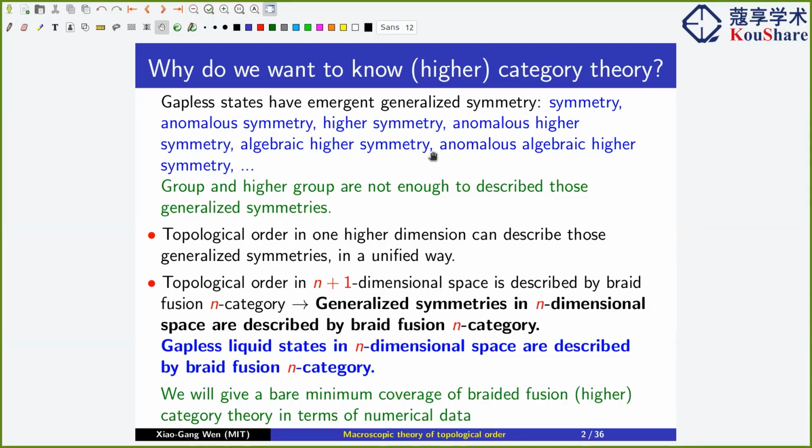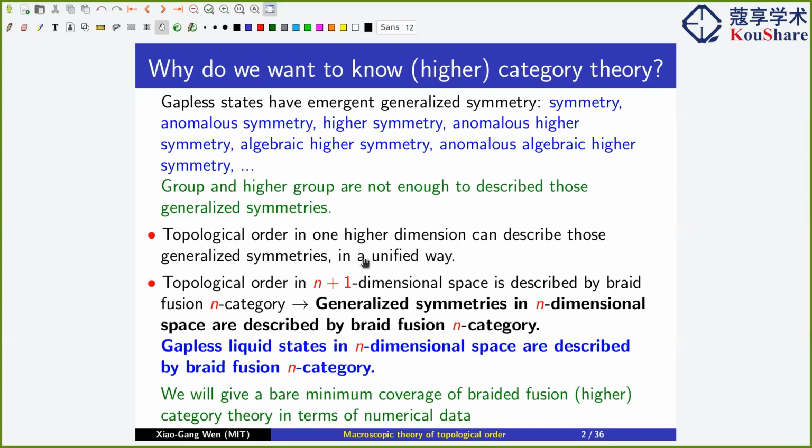Our motivation, maybe one motivation, is to study gapless states which have an emergent symmetry. But the emergent symmetry is very general, and in general, they are not described by a group or higher group. So there are all kinds of emergent symmetry, all kinds of anomalies. Things became very complicated. It turns out that the topological order in one higher dimension happens to be the right theory describing those generalized symmetries. So it's kind of amazing that the study of topological order became a study of symmetry. This is a recent realization. These two things are maybe almost the same thing.